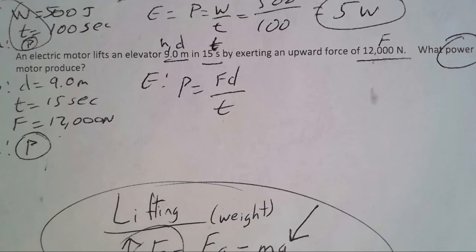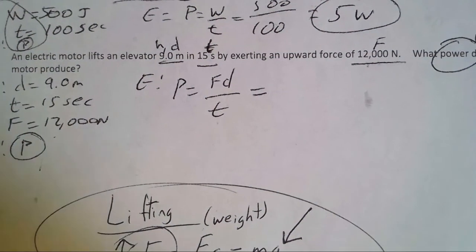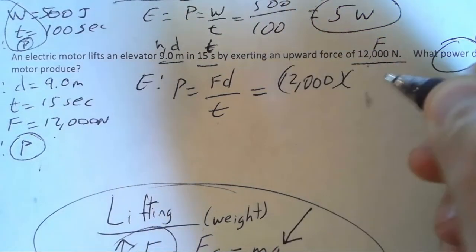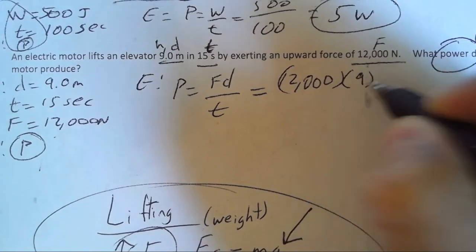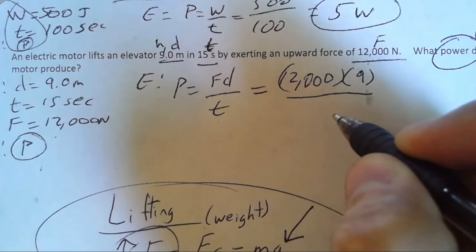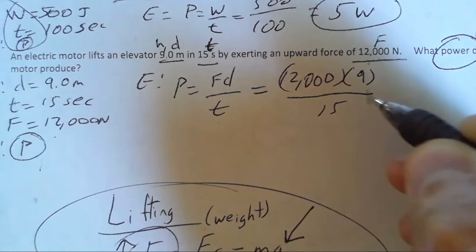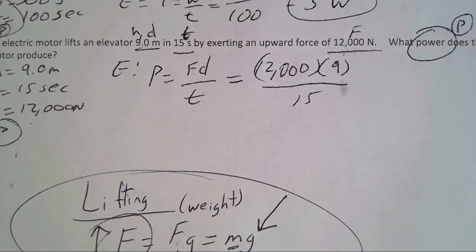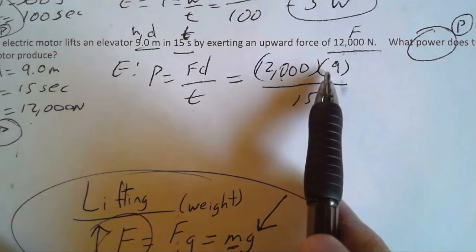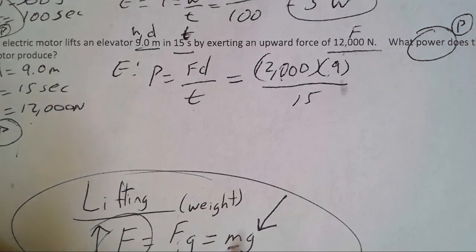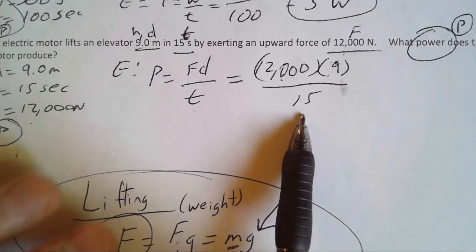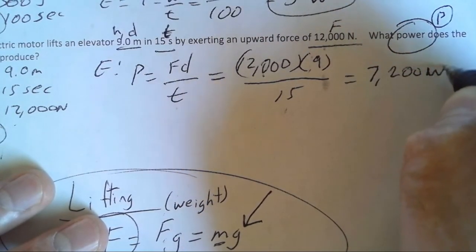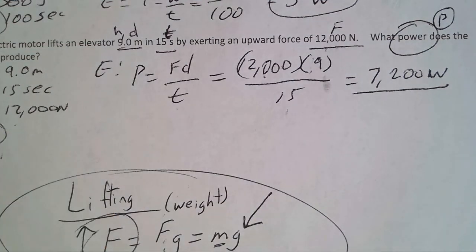So now we can just simply plug in those numbers. Force was 12,000 newtons. The distance it gave us was 9. And the time is 15 seconds. This is simple multiplication and division. The order does not matter here. You can multiply these first. You can divide in any order, but ultimately, at the end of the day, it's these two multiplied, divided by 15, and you should get 7,200 watts. And that is how to calculate power.